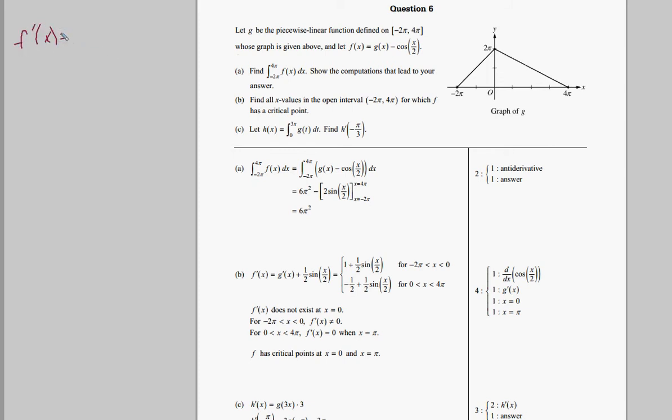Well, f is g, which the derivative of g would be g prime, and then the derivative of negative cosine would be positive sine of x over 2, but don't forget, chain on that 1/2. So you have g prime of x plus 1/2 times the sine of x over 2.